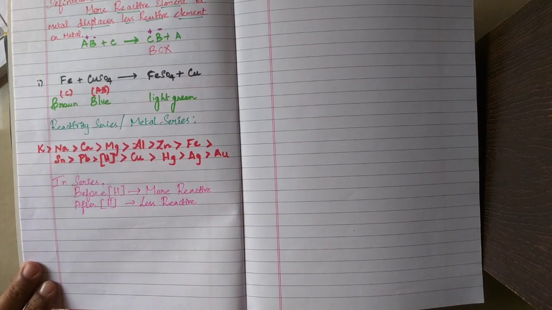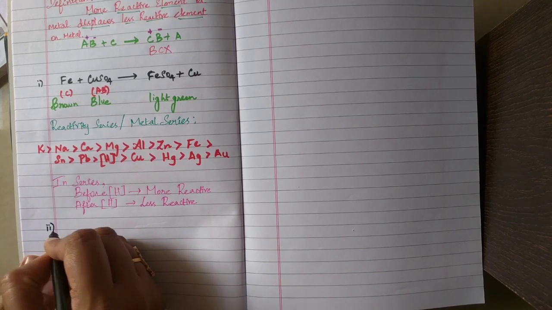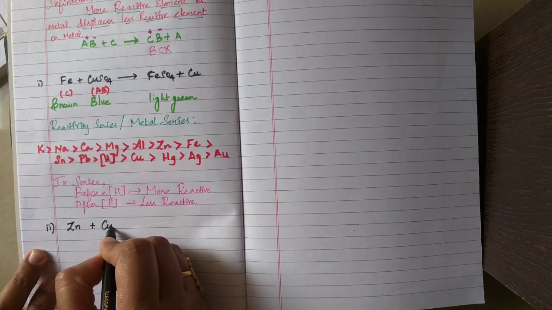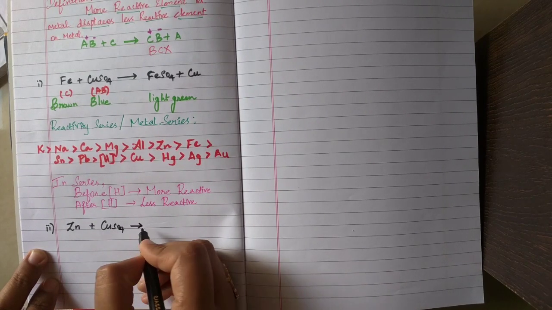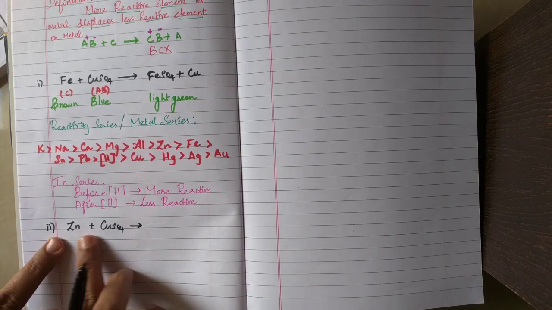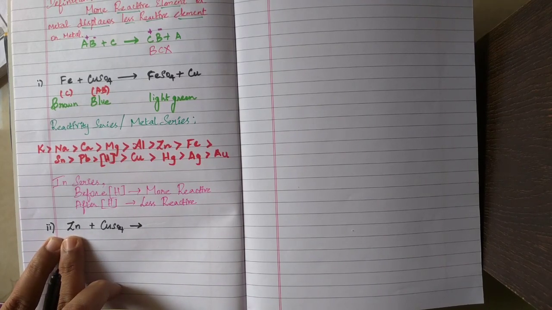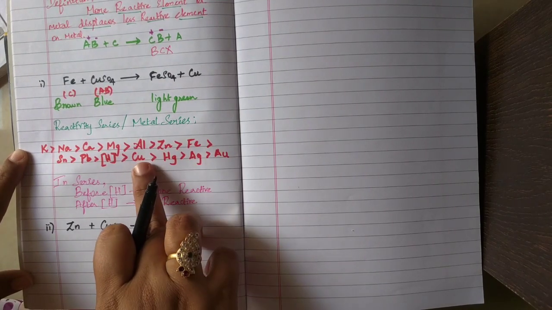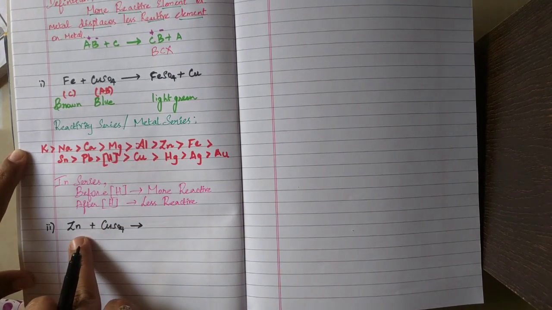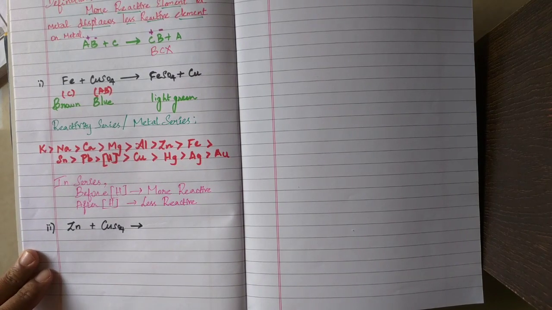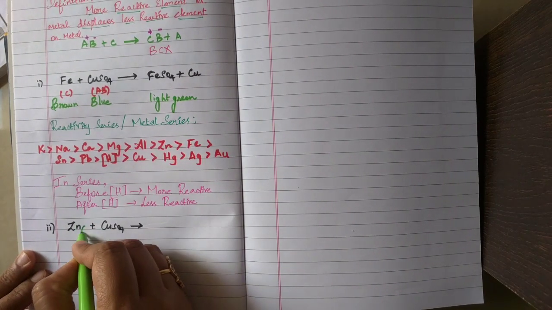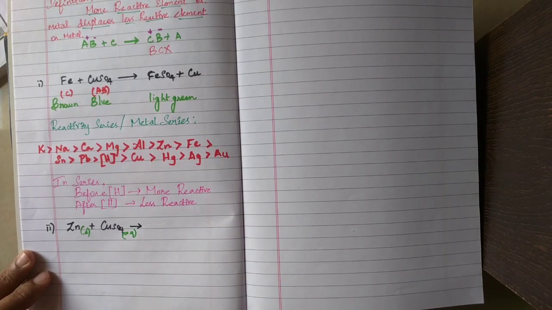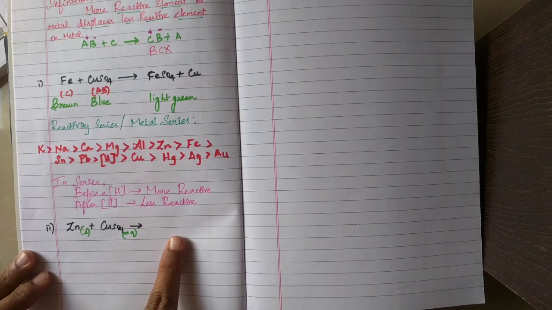See here, second example. If zinc plus copper sulfate is there, what forms? Compare the metal places. Zinc is a metal, copper is a metal. In the series you have to check. Before copper, zinc comes, so zinc is more reactive, right? Mention the state also. Zinc is a metal, so solid. This is aqueous form. Clear, students? In the product also, one aqueous solution and one solid will form.